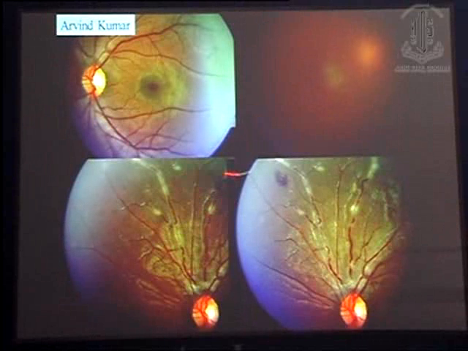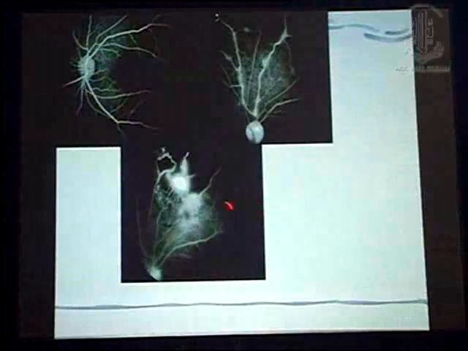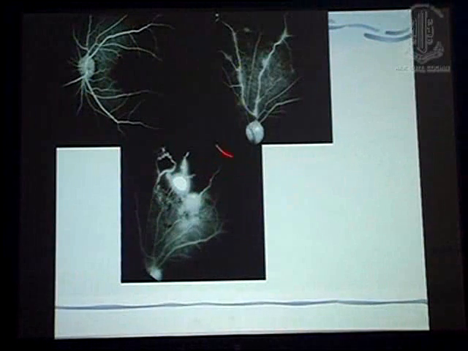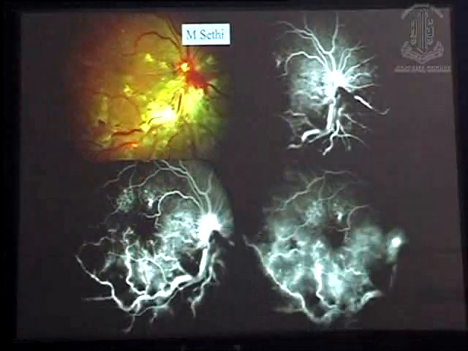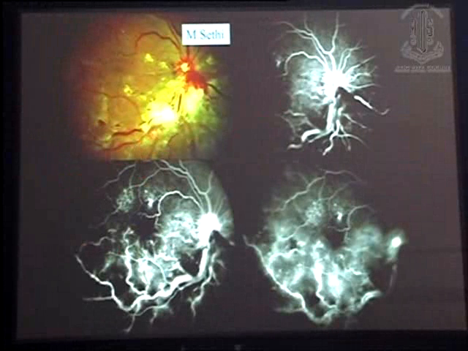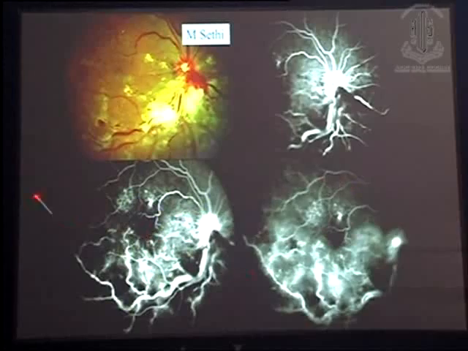In vasculitis also, this patient has vasculitis. You see this perivascular cuffing here, and you see this FA. There is a neovascularization here, and there is a non-perfusion area. So this patient definitely requires laser treatment in this area. This is a patient who has an inflammatory kind of vascular block. Intense sheathing is there, and this is the FA pattern of this patient.